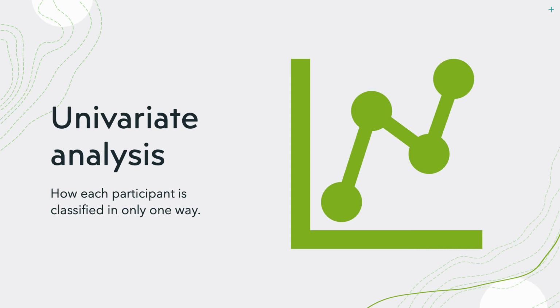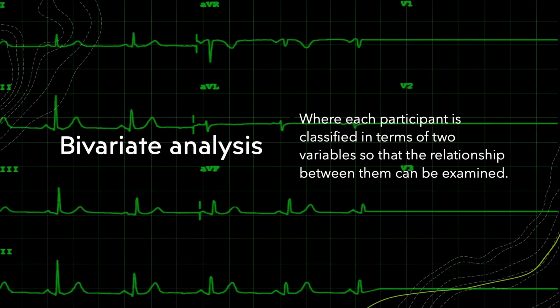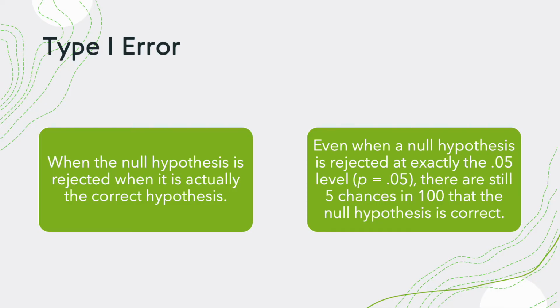Univariate analysis is how each participant is classified in only one way, whereas bivariate analysis is where each participant is classified in terms of two variables so that the relationship between them can be examined. A type 1 error is made when the null hypothesis is rejected when actually it is correct. Even when a null hypothesis is rejected at exactly the 0.05 level, which we discussed earlier, there are still 5 chances in 100 that the null hypothesis is correct.